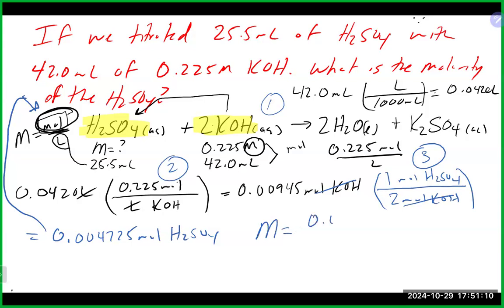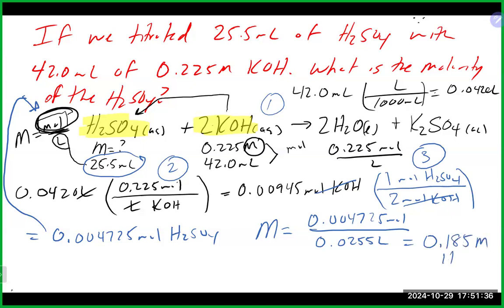And that would give us 0.004725 moles, divided by my volume, which also needs to be converted into liters. So divided by 1,000, move that decimal place over 3 places. Going to give us here 0.0255 liters. And looks like we will end up with 0.185 molar sulfuric acid. And obviously, this would be our 4th step in this case. Any questions on any of those steps or solution stoichiometry?